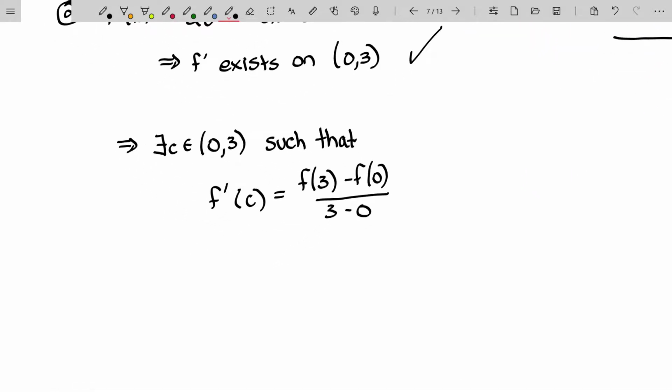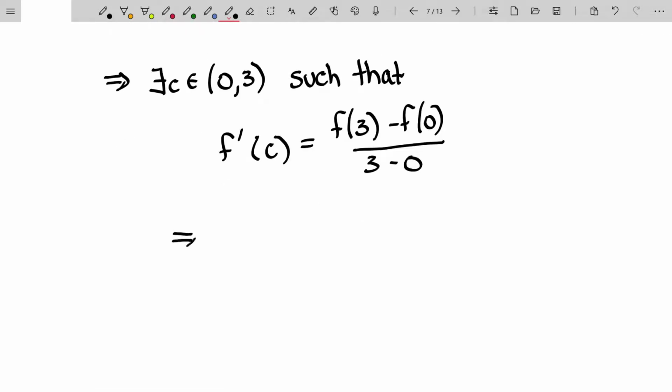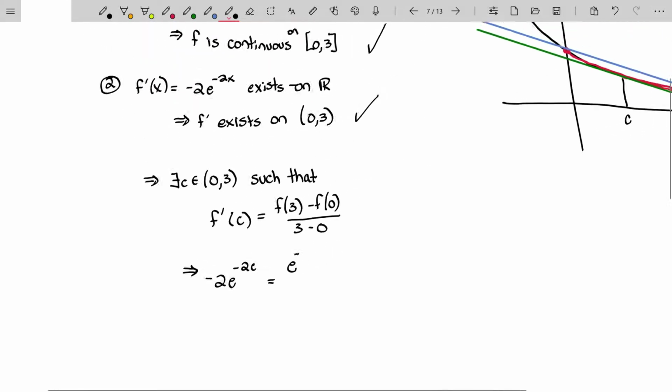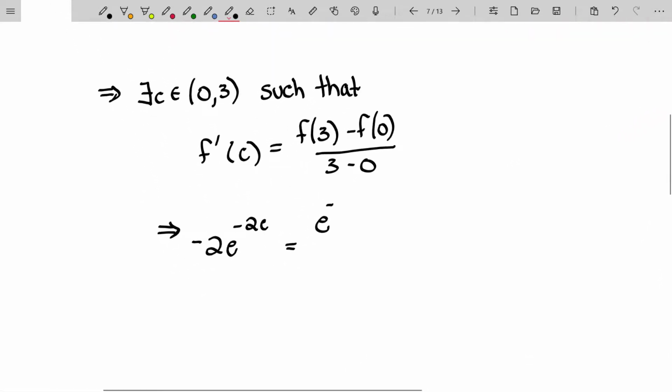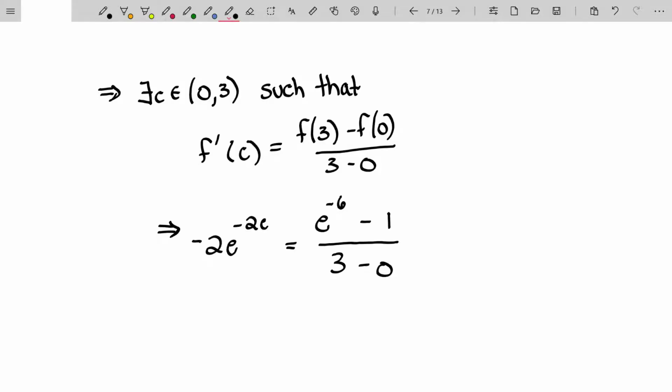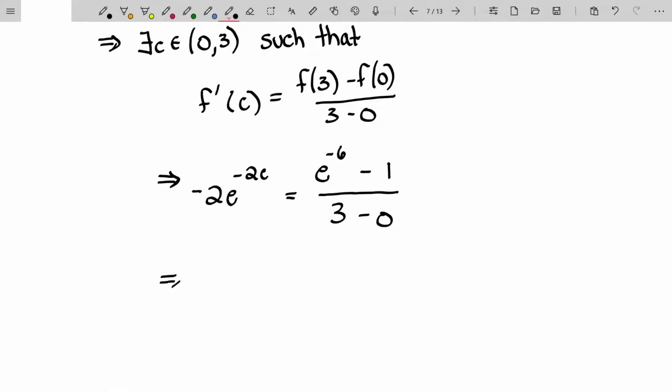So let's go ahead and write this out. We want f prime at c. Well, f prime at c is equal to, oops, no it's not, it's negative 2 e to the negative 2c. f of 3 is e to the negative, what is f actually? E to the negative 6, so I'll just write that in there. f of 0 is e to the 0th, which is 1, all over 3 minus 0. And we could solve this for c. I'm going to clean this up a little bit first.